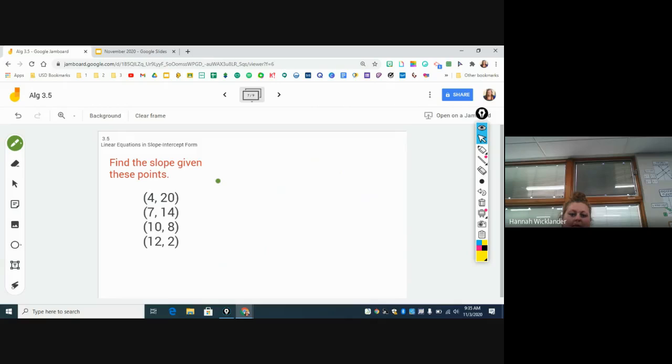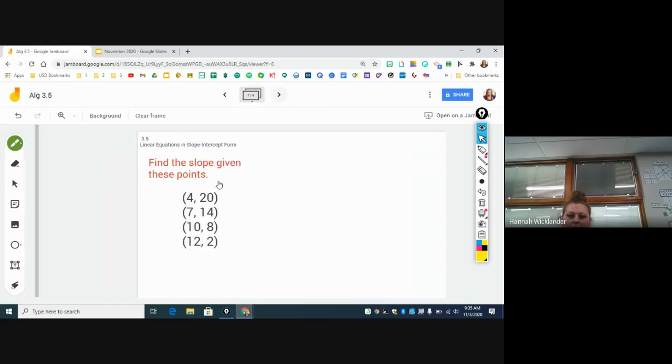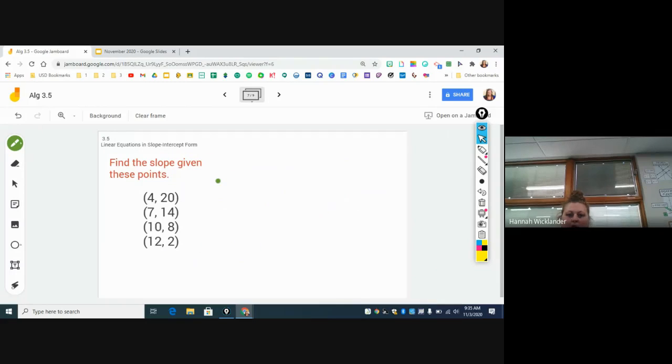So find the slope given these points. I'm going to come back and use this equation right here to find the slope of these points. So my formula again is y2 minus y1 over x2 minus x1. So remember, when we have anything in brackets or parentheses, it always is x comma y. X is our first value, y is our second value.